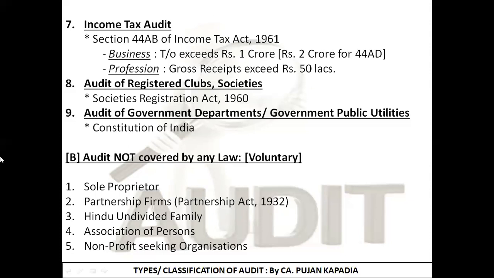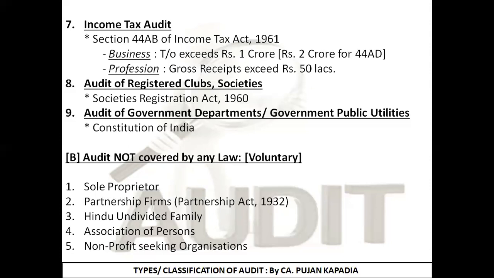Now let's take a look at the second category, that is B, audit not covered by any law, which is voluntary audit. It is not compulsory that you get your books of accounts audited. It is totally optional. It is voluntary. First is, if I am a sole proprietorship concern, that is, I am a single owner running a business, then it is totally up to the decision of that particular owner whether he wants to get his books of account audited or not. There is no compulsion under any law.